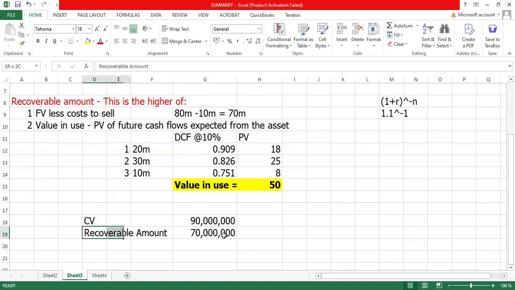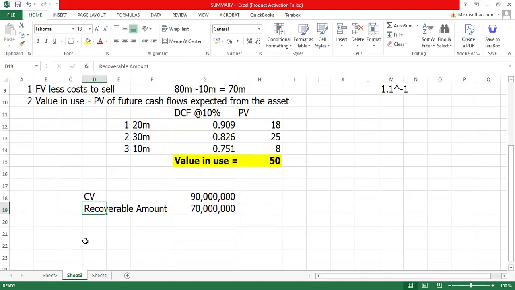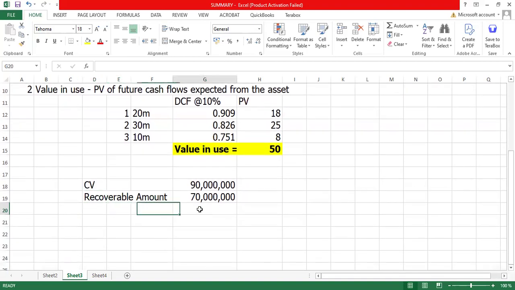You can only recover this money if you sell your asset. But in your books, you see that the value of the asset is 90. So the question is, do you have impairment or not? Yes, we do. The asset is impaired by 20 million.